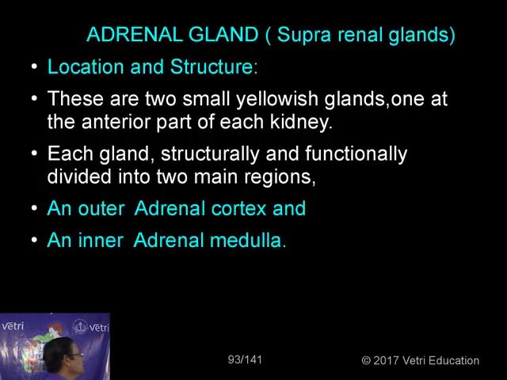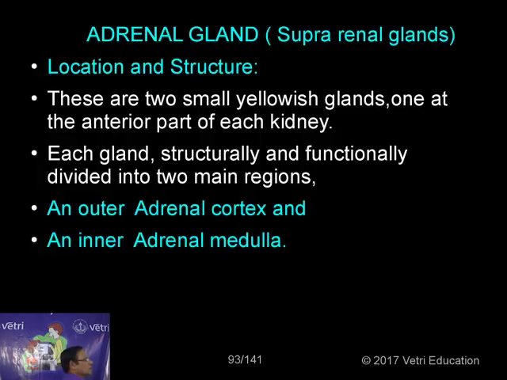Now the adrenal gland. Location and structure: they are called suprarenal glands because they are located at the top ends of the kidneys. As they are found attached to the kidney, they are called adrenal. Each gland structurally, functionally and morphologically consists of two different regions: the outer adrenal cortex and the inner adrenal medulla. Though they are present together, these two parts are different from one another functionally, structurally, physiologically, even embryologically.